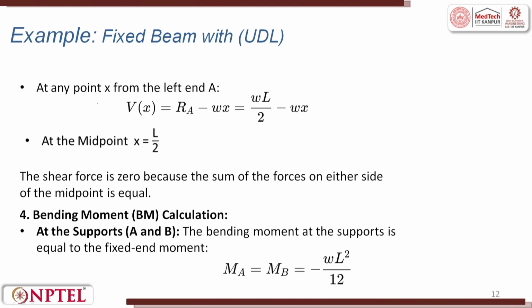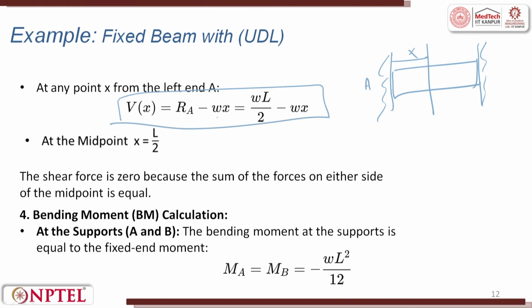At any point X from the left end A, the shear force can be given as Vx equal to Ra minus Wx, which is equal to WL by 2 minus Wx. This Ra we have already found out, it is WL by 2. So at the midpoint, x equal to L by 2, you can substitute it and find out what it is. So you will have WL by 2 minus W times L by 2, which is WL by 2 minus WL by 2. We are substituting this x.